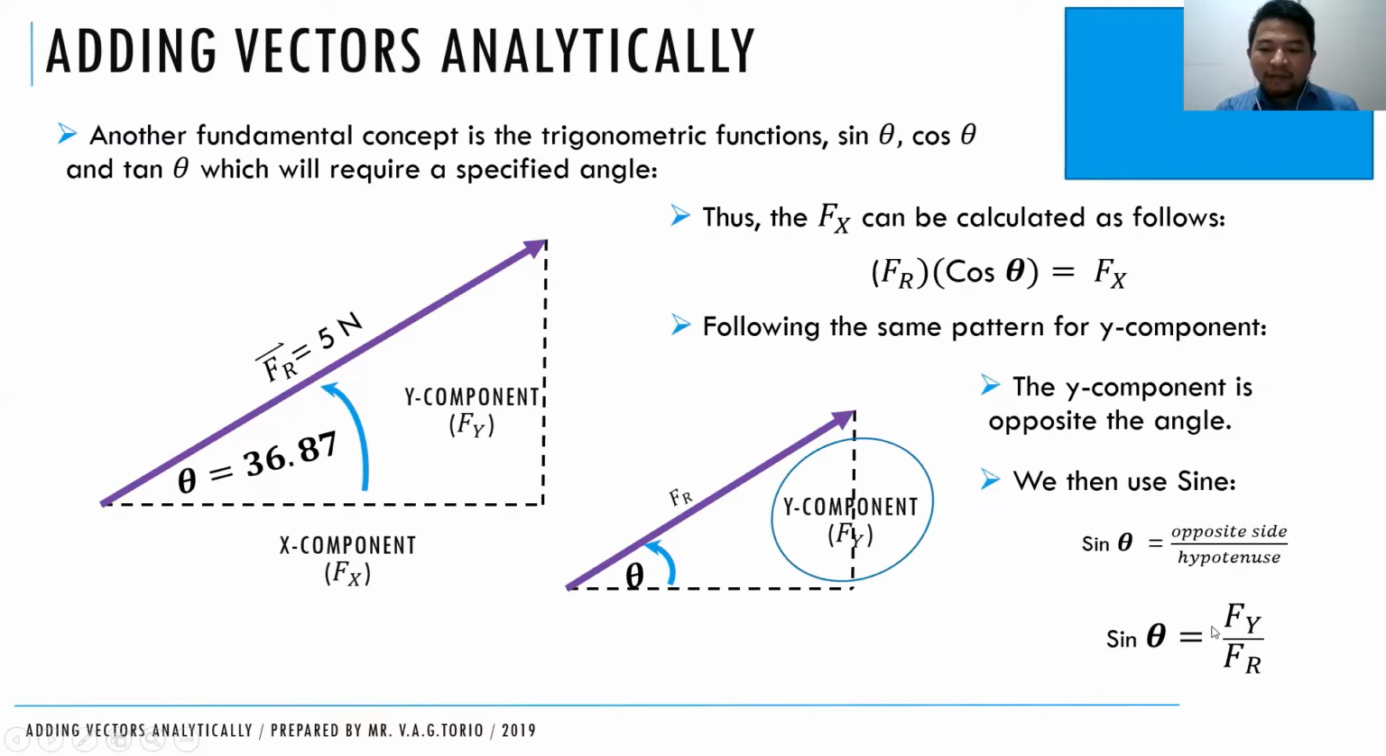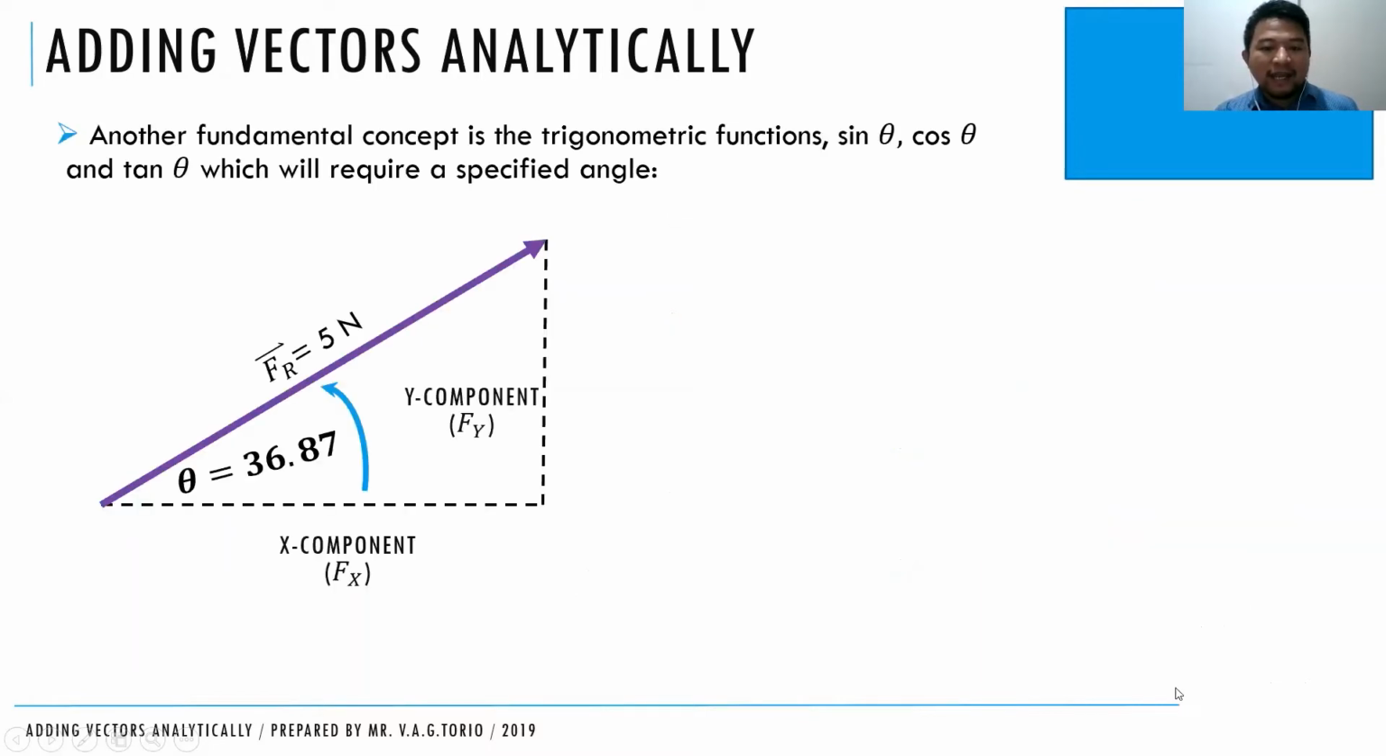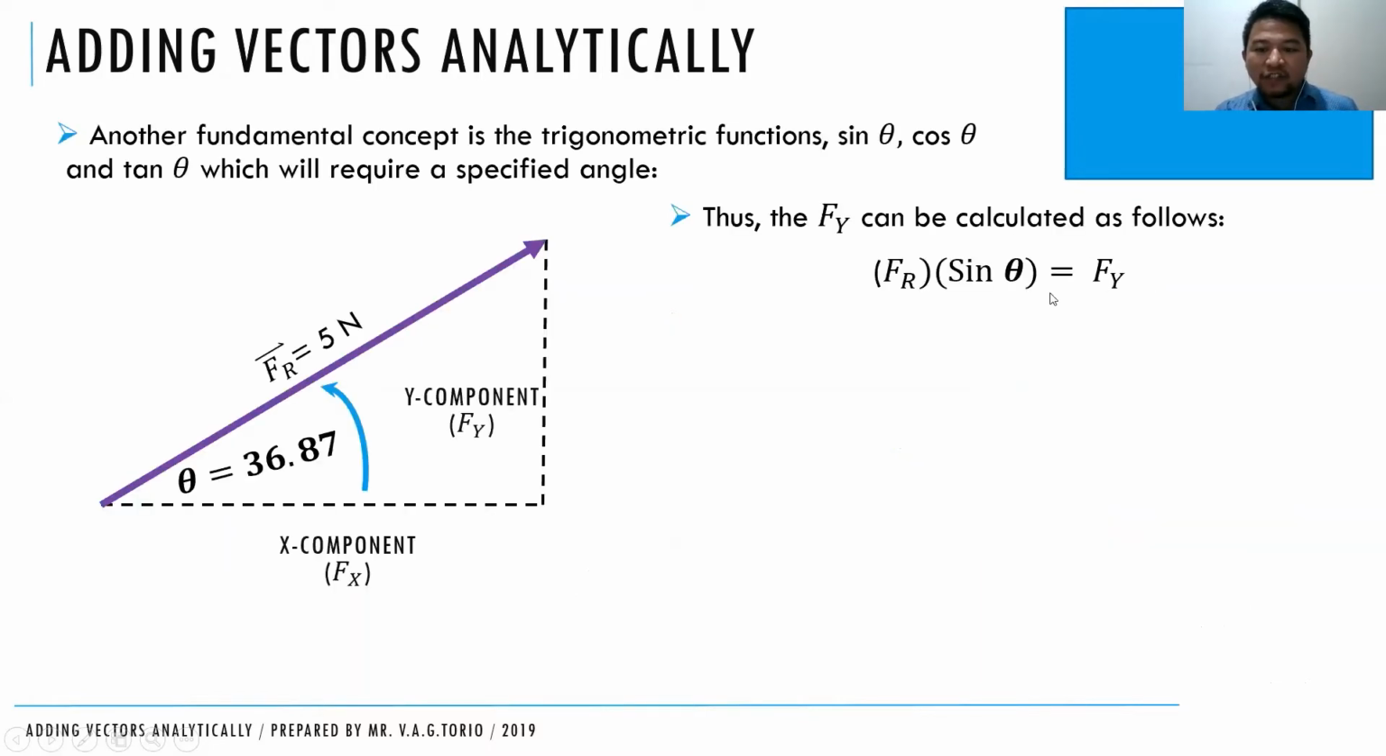Substituting the labels that we have, the opposite side once again is F sub y, and the resultant force magnitude F sub r is the hypotenuse. We can compute for F sub y by multiplying both sides with F sub r. So we get F sub y equals F sub r sine theta, and that's what we have here in this equation. F sub y equals F sub r sine theta.